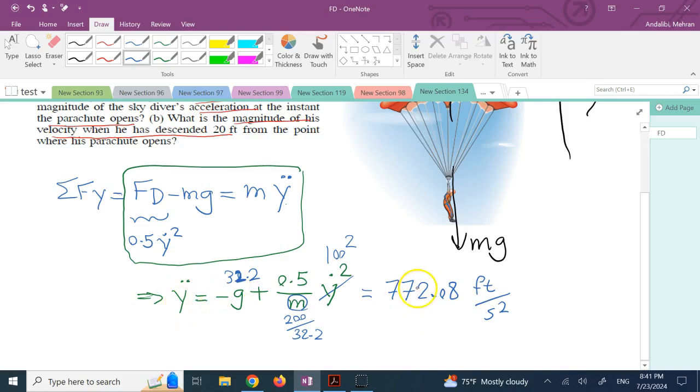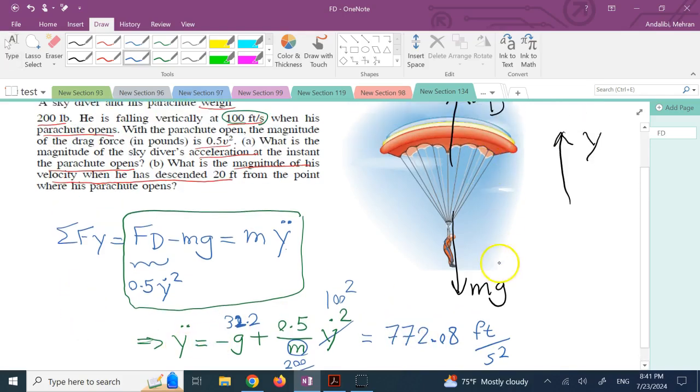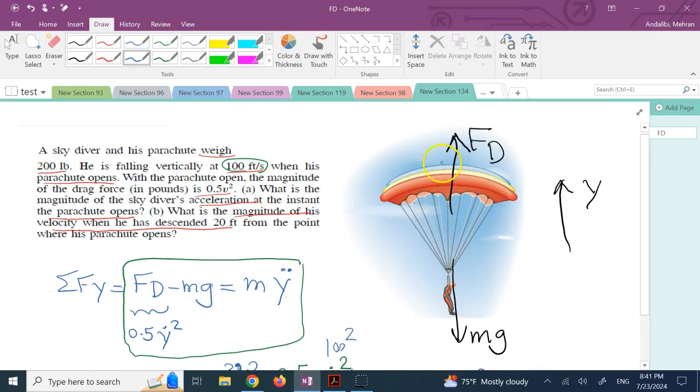This is a positive number, it's upward. So you're going down, but your acceleration is up, which means deceleration. So you're going to get a huge sudden change in the speed. That's for part A. For part B, you want to find the magnitude of velocity when you've gone down 20 feet. And again, it's about the change in velocity and displacement.